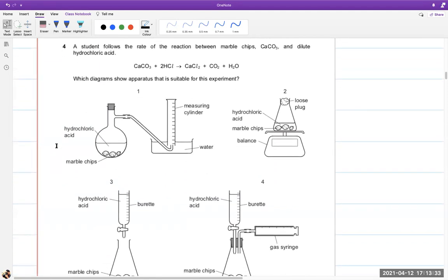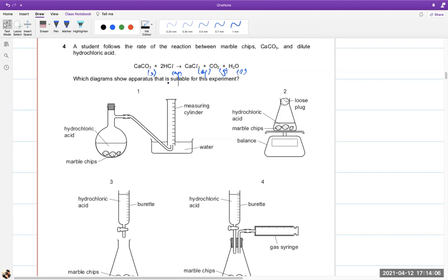Okay, a student follows the rate of reaction between marble chips, calcium carbonate, and HCl. Now, the equation is given, and if we apply the state symbols here, we know that we are going to get gas here. Okay, this is liquid. This is calcium chloride, which is soluble, so it is aqueous. And so what we're going to see is there's a solid here, there's a solution here. So the solid is going to dissolve, and we're going to get bubbles of gas. So both of those can help us figure out a decent way of measuring rate of reaction.